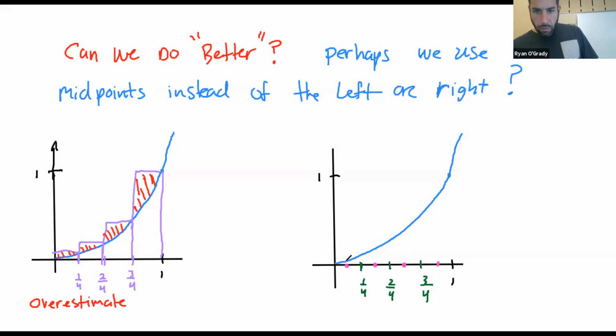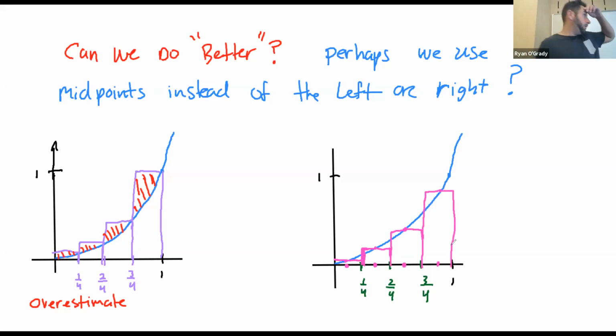And what happens when you do that is you end up, at least in this scenario, having some of the air cancel out. Because even though I have some overestimate, I also have some underestimate. So we might say that this is a better estimate, maybe.